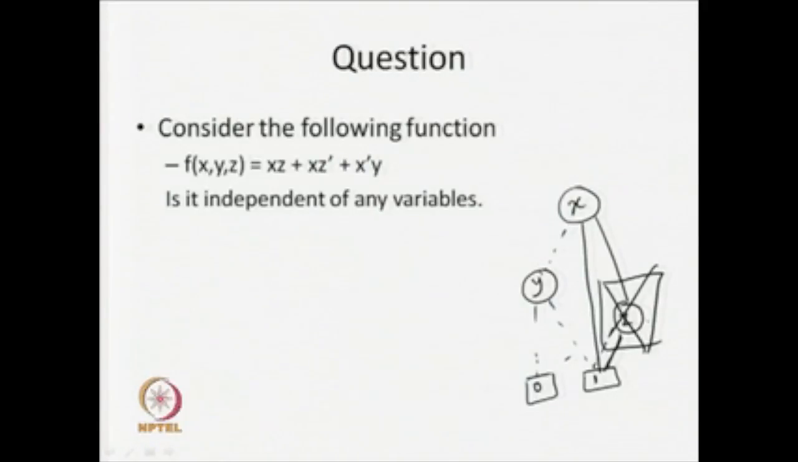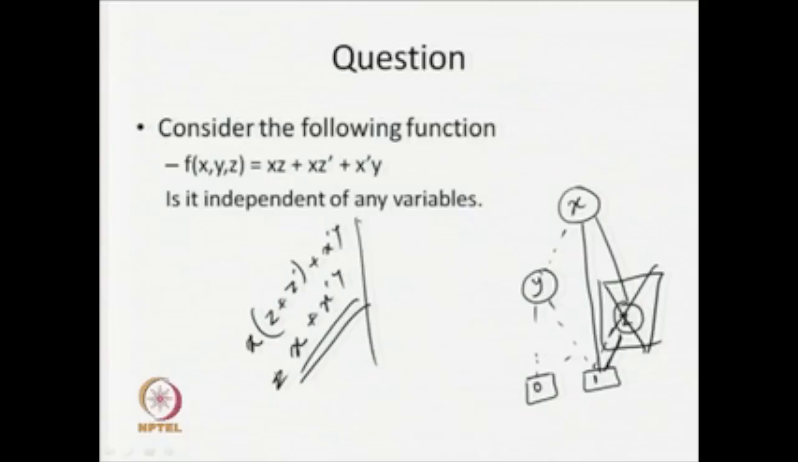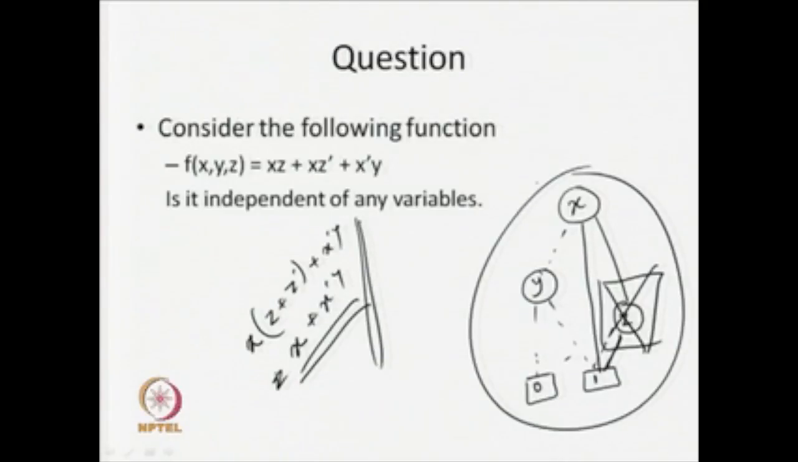This is a small function, so we can do the Boolean manipulation also. What I am going to get from this function x z plus z bar plus x bar y: x z plus z bar is equal to x plus x bar, so with simple Boolean manipulation also we can say that this function is independent of variable z. But if I give a bigger expression, such manipulation may not be that simple. So, if you have the BDD representation, from it we can say that this function is independent of variable z.